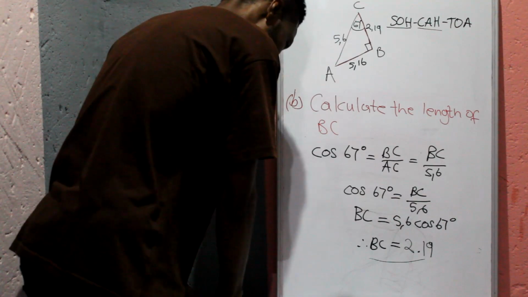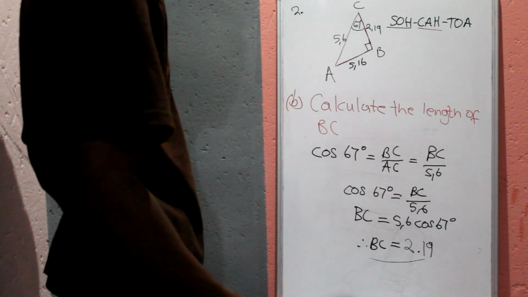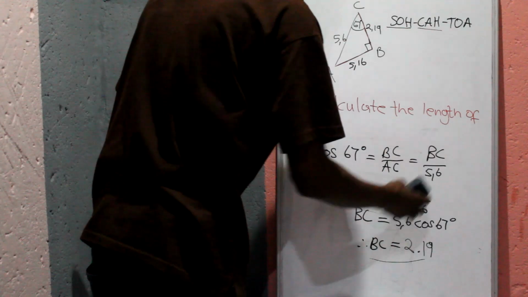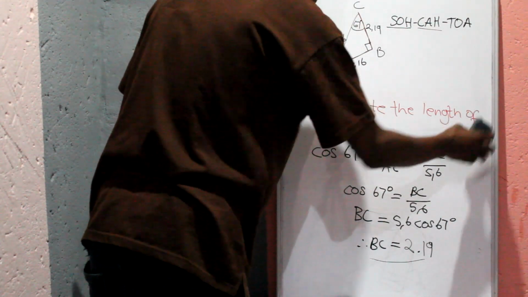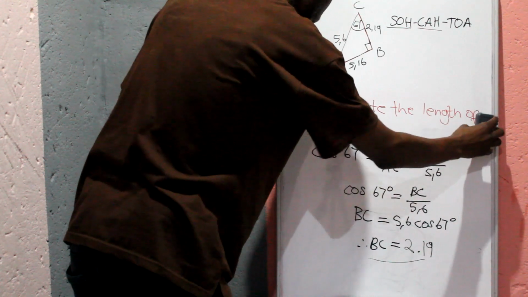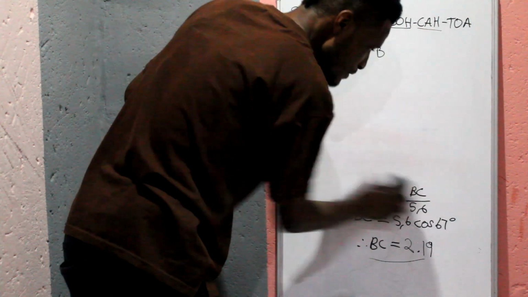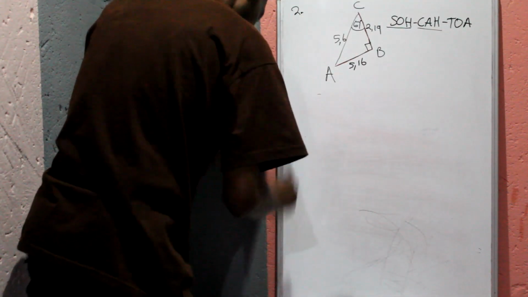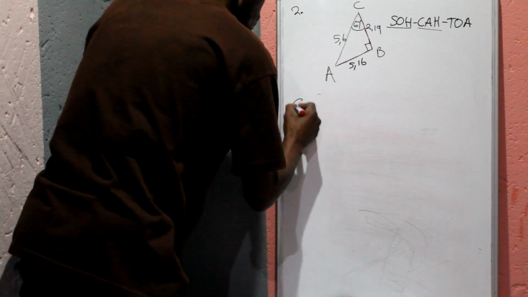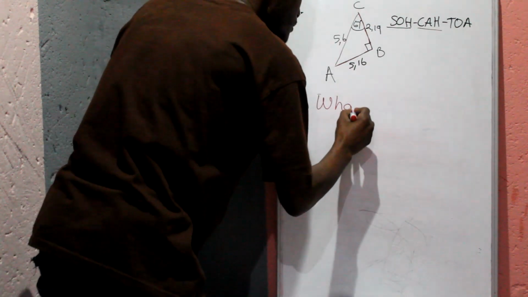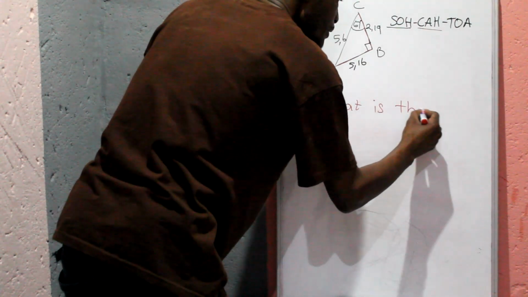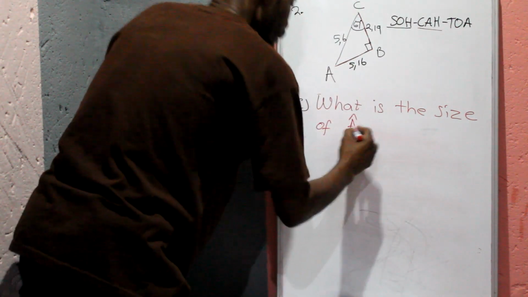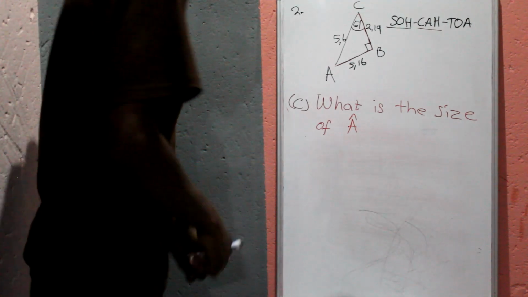Now, having that, the third result we need to look for in the same diagram is them asking, what is the size of angle A? This should be very simple for you.